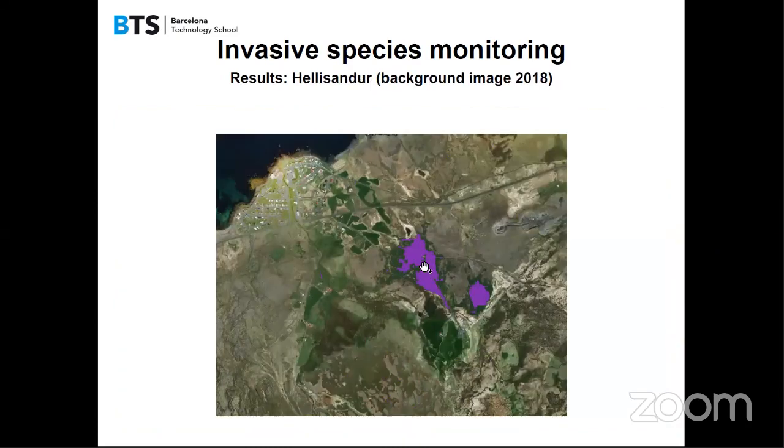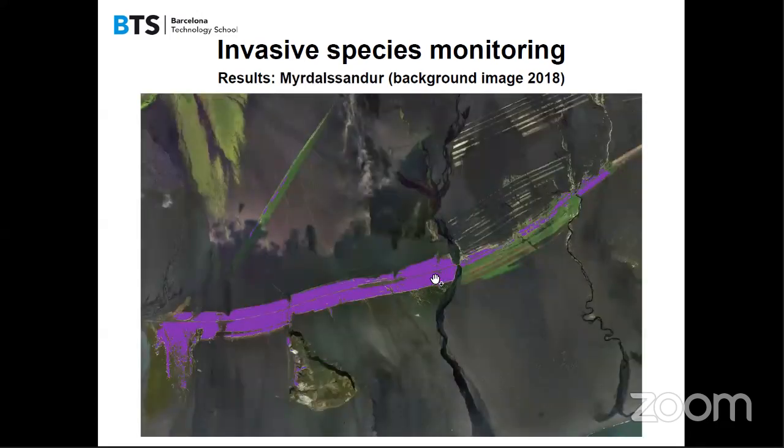You could see here the classification from 2011 and the expansion of the lupine by 2018. The idea of the research project was to then also classify 2018 and look at the percentage of spread, and potentially look at the rate at which it is spreading and where it is spreading. And in this image you can see a very interesting fact.